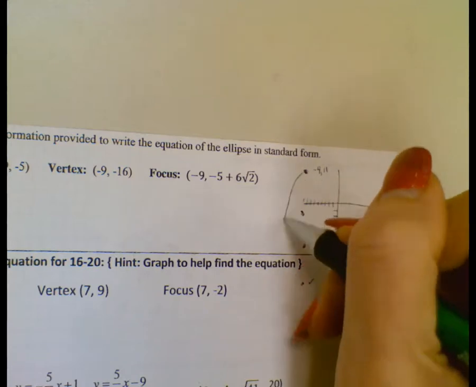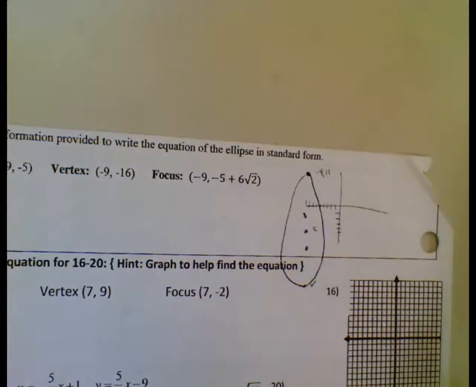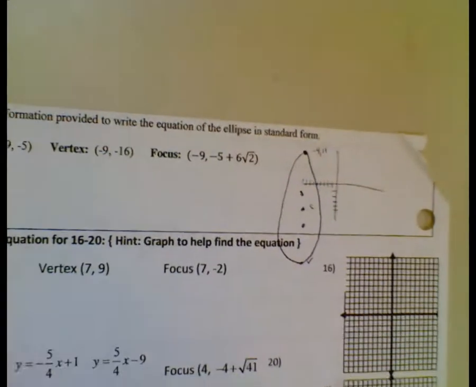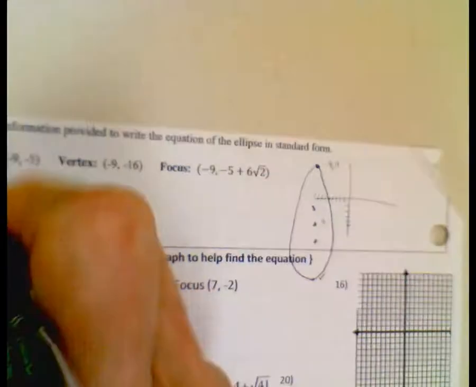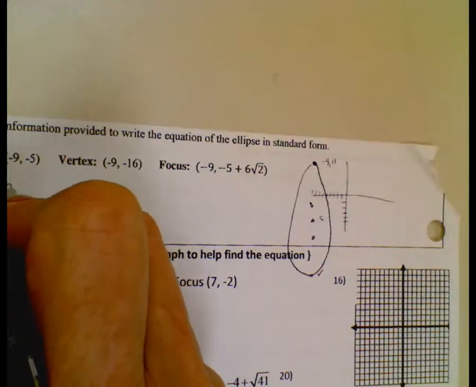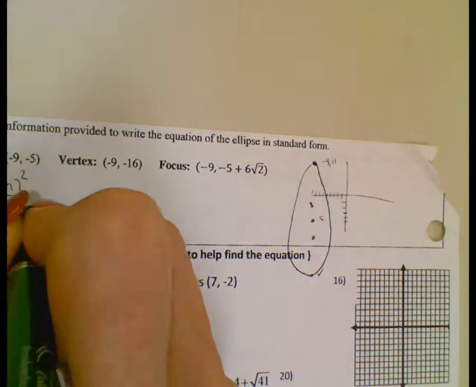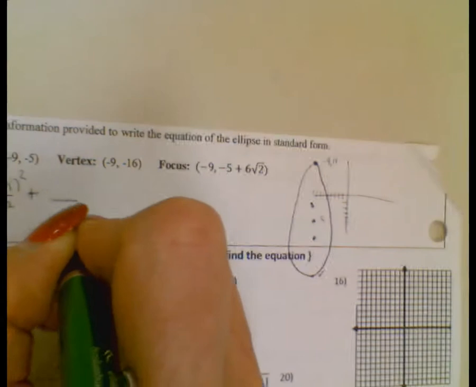But this is definitely an ellipse. It's going to look something like a bean. Something like that. It's going to be vertical. So the reason I do the picture is so I know which type. So I'm going to have x minus h squared, but the b squared is under this. The bigger number is going to be under the y.